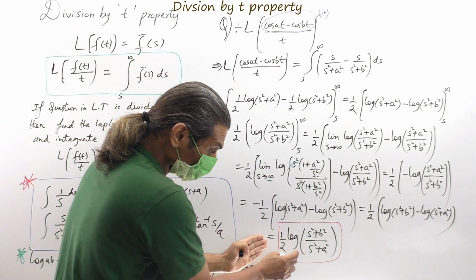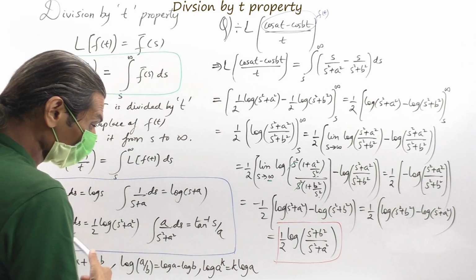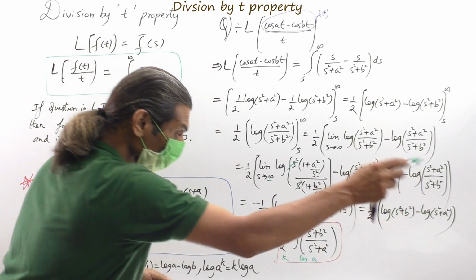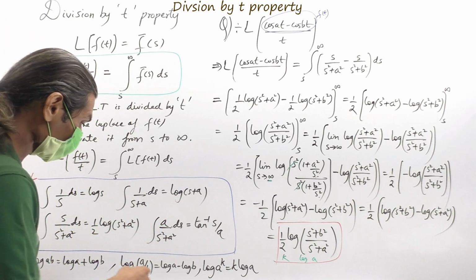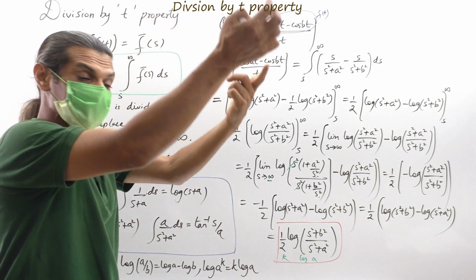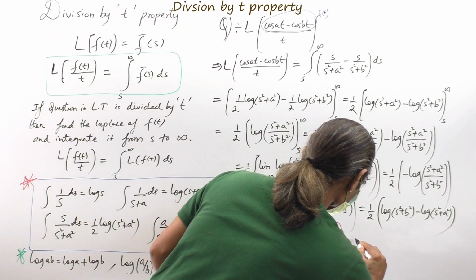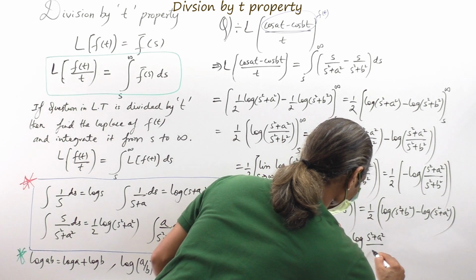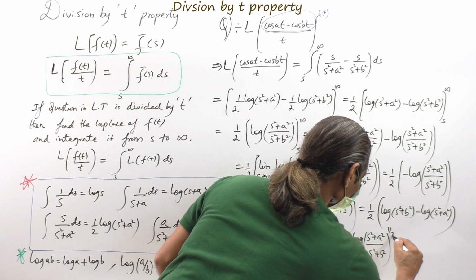See, this is k times log of the whole thing a. So, what does k log a mean? K log a means log a raised to k. So, if I do that, we get it as log of a square plus a square by a square plus b square whole raised to 1 by 2.